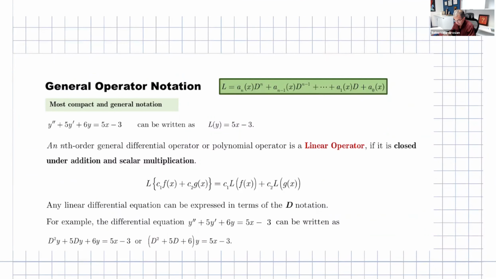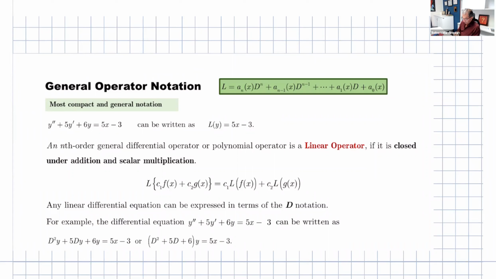Now the general operator notation, so this is L. When you have this differential equation, you can write that as L of y equals 5x minus 3. An nth order general differential operator, or a polynomial operator, is a linear operator and is closed under addition and scalar multiplication. Again, this is from linear algebra.